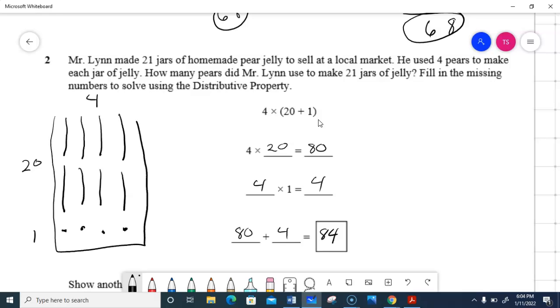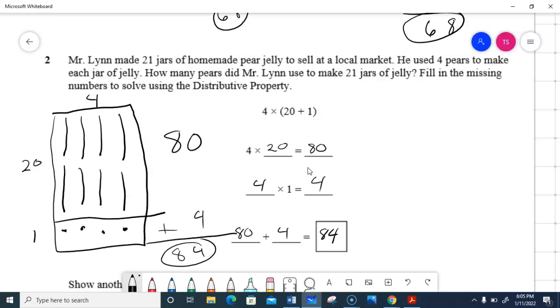So when I do that, go ahead and do the area model along with this. So I can say 20 times 4 is 10, 20, 30, 40, 50, 60, 70, 80 is 80. And then 4 times 1, 4 times 1 is 1, 2, 3, 4. So 80 plus 4 would be 84. That's another way of solving the same problem.